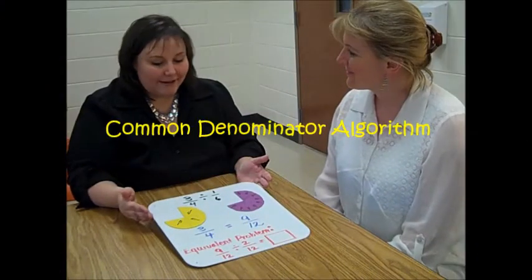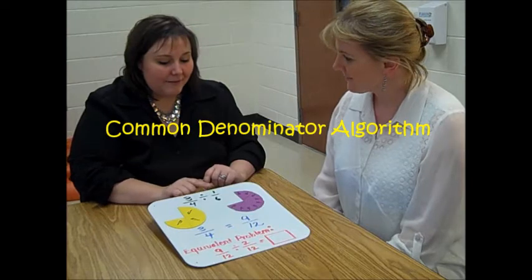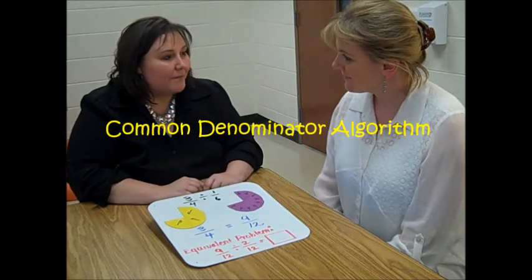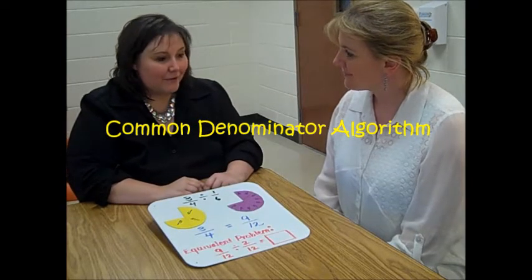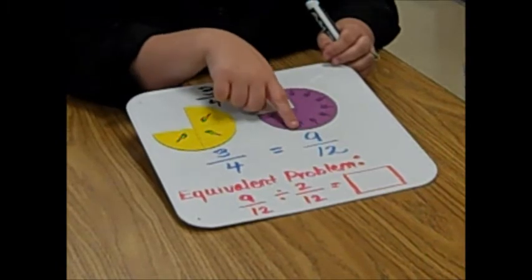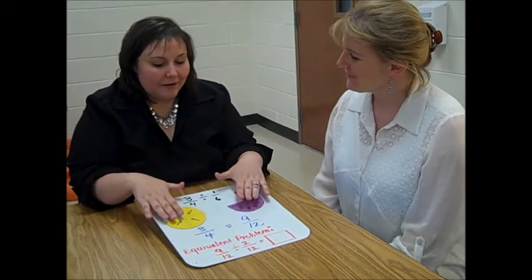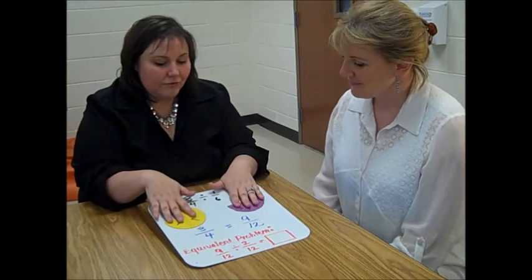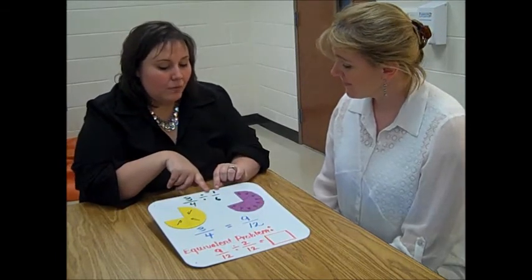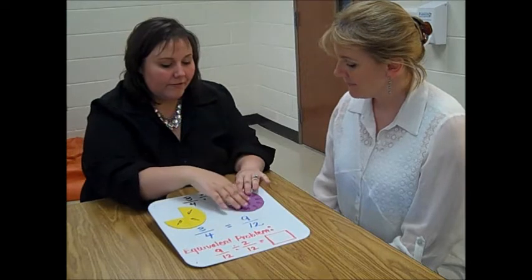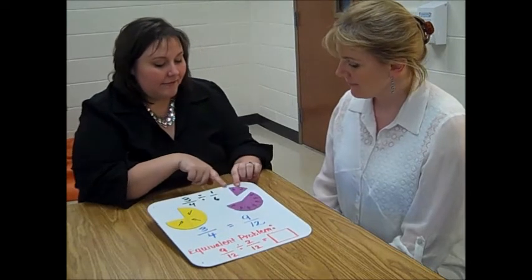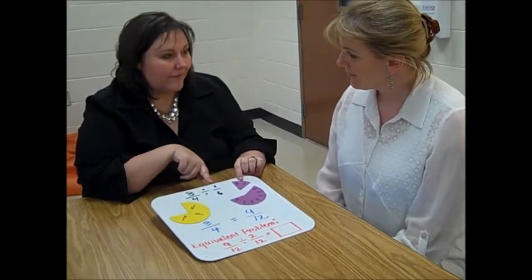I have a sample problem laid out here of 3/4 divided by 1/6. We are going to solve this problem by using the common denominator algorithm. 3/4 is equivalent to 9/12. If I start pulling these apart, I can see that these two are the same. If I look at 1/6, I know that 1/6 is the same as 2/12. So those are equivalent fractions.